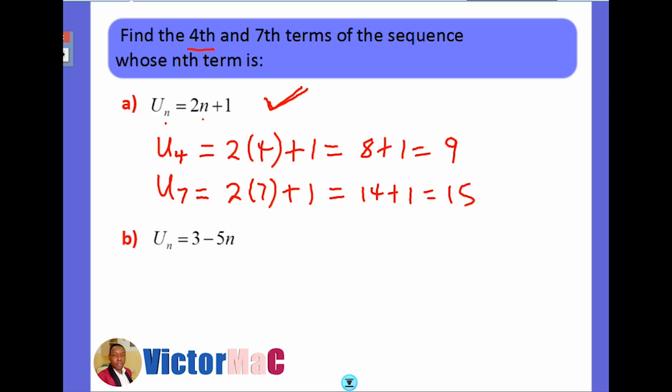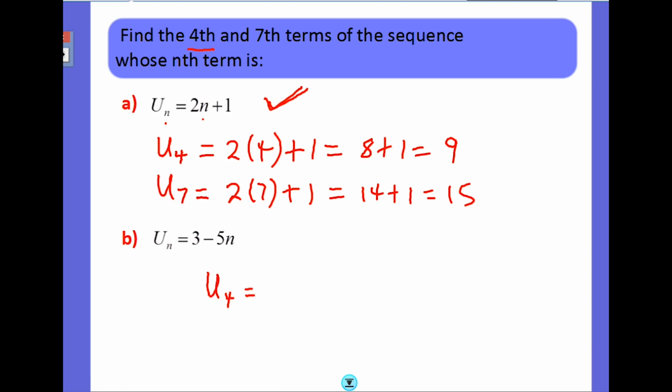We can try the last two, and when we try the last two, just try on your own. You're going to get the fourth term to be minus 17 when you try it out, and also for the seventh term, using this formula again, when you try that out, you're going to get minus 32. Let's try it on your own and check your answers. All right.